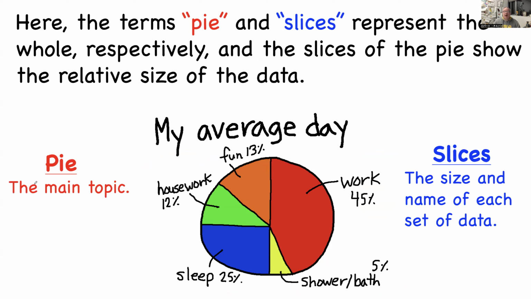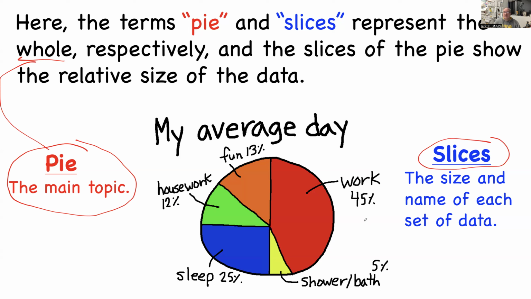Here, the terms pie and slices represent the whole and the parts of the whole, respectively, and the slices of the pie show the relative size of the data. So, for example, pie is the main topic. That's the whole. Okay, so the pie is the whole. The slices, the size and the name of each set of data. So work is a slice. Shower and bath is a slice. Fun is a slice. My average day is the whole or the pie. Okay.